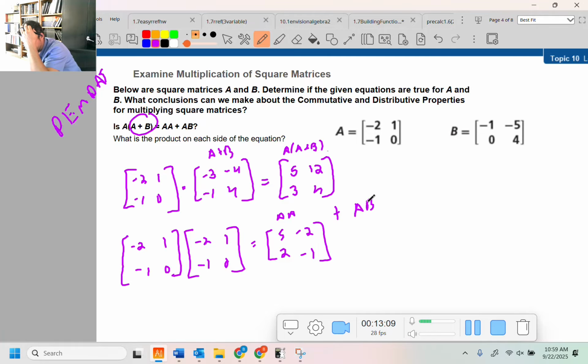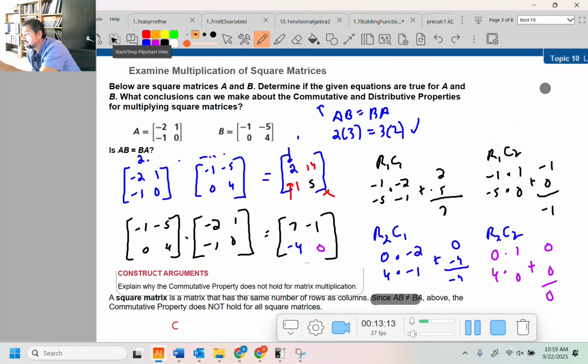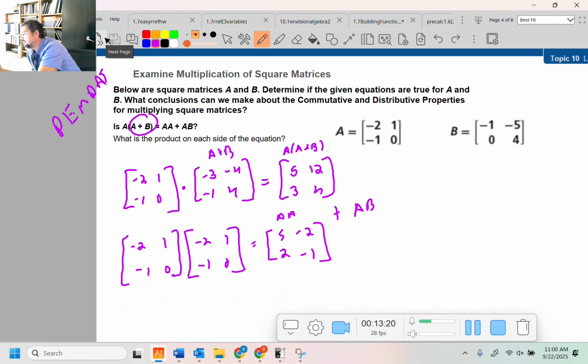All right. Now I feel like I've already done AB. I got 2, 14, 1, 5. Let's just do it real quick. -2 times -1 is 2. 1 times 0 is 0, so that's 2. -2 times -5 is 10. 1 times 4 is 4. 10 and 4 makes 14.